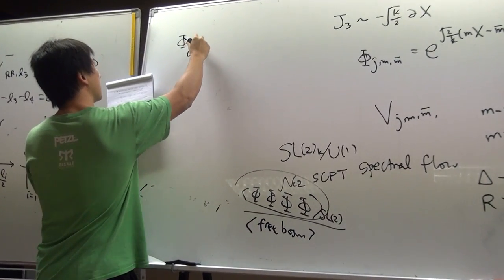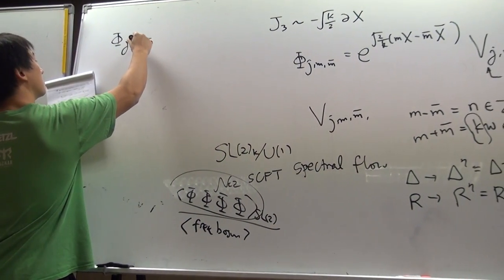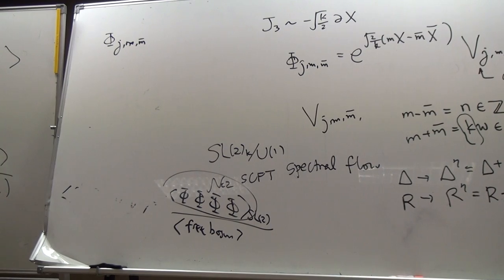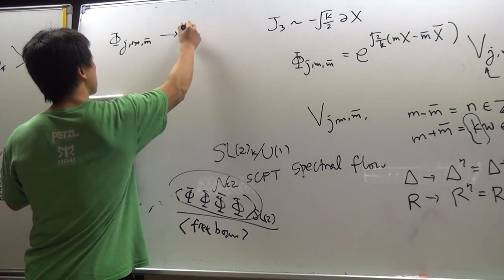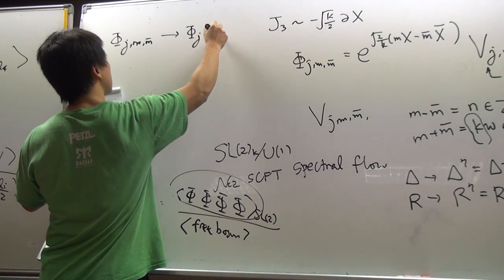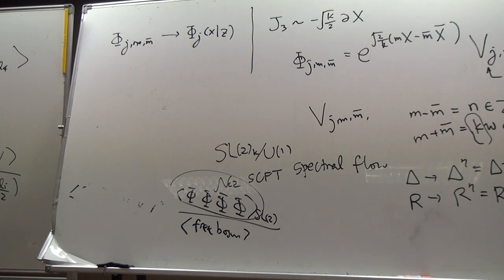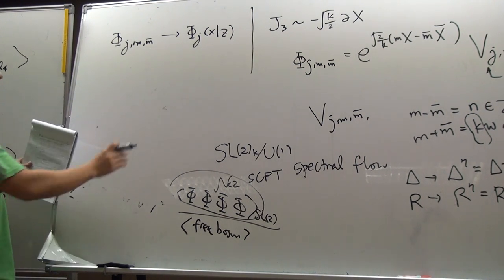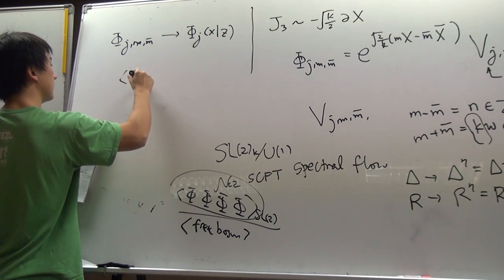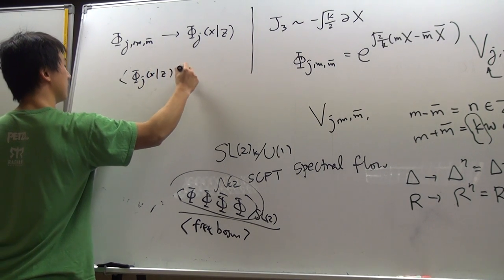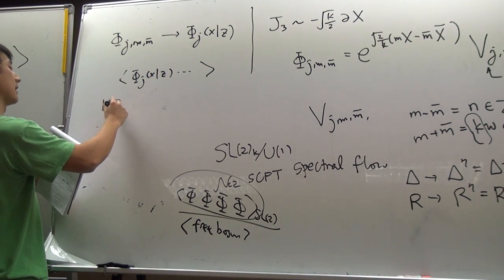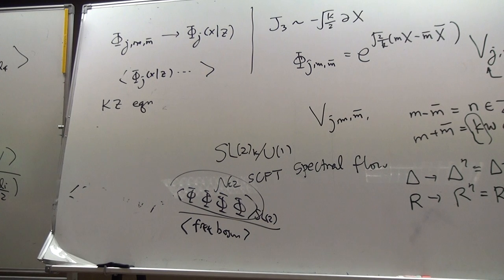So remember I packaged this phi j and bar with definite j3 and j3 bar quantum number. I repackaged this into this generating operator phi j x z, which has now some nice interpretation in this wave function in Euclidean AdS3. So these correlators of these phi j, x, z, etc. are based on the KZ equation, which is a set of first order differential equations in z and second order differential equations in x.